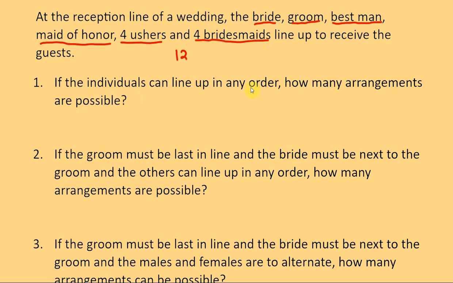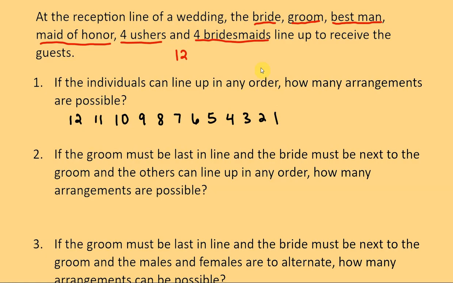Now, if the individuals can line up in any order, how many arrangements are possible? Okay, so we would start with 12 possible people that could be in the first position. Then for the next position, there's 11 because the same person can't be in 2 places at once. So 12, then 11, 10, 9, 8, 7, 6, 5, 4, 3, 2, and 1.